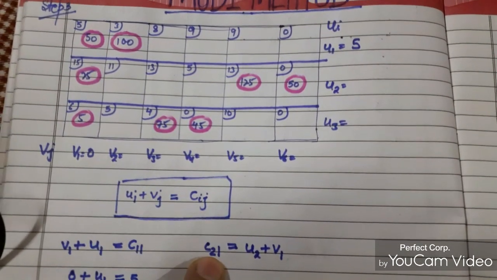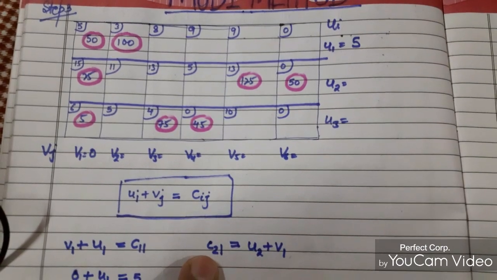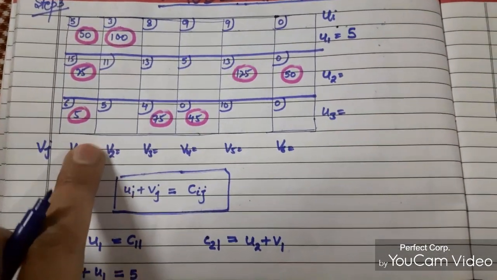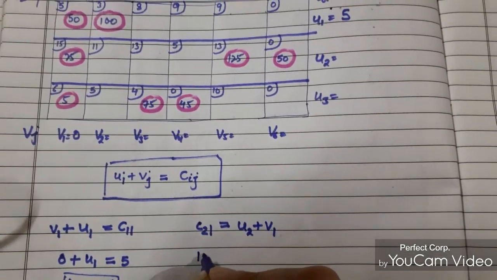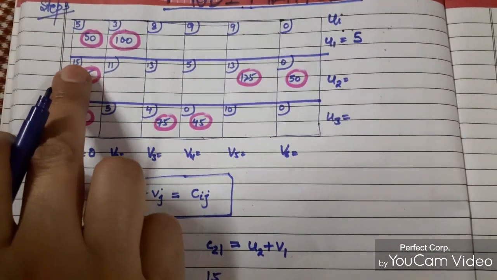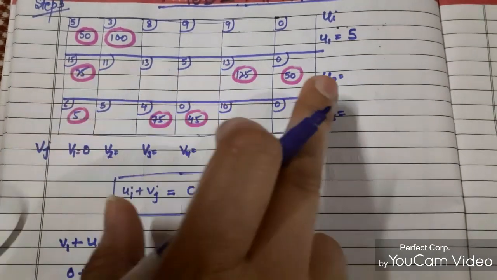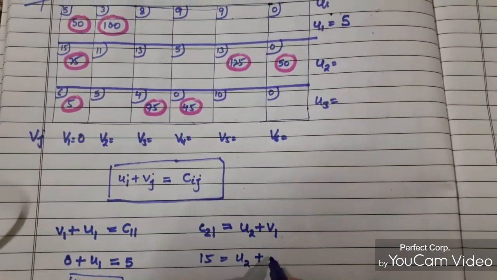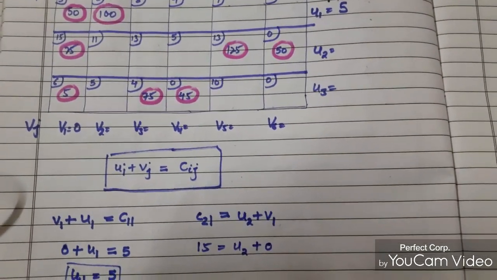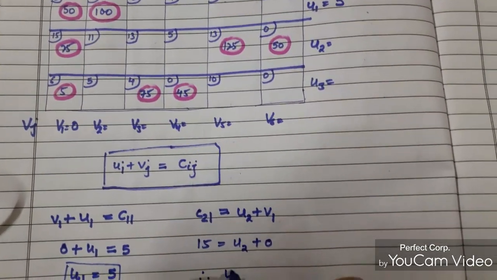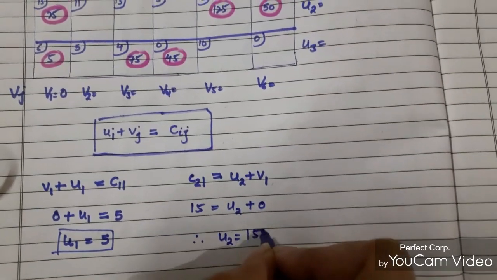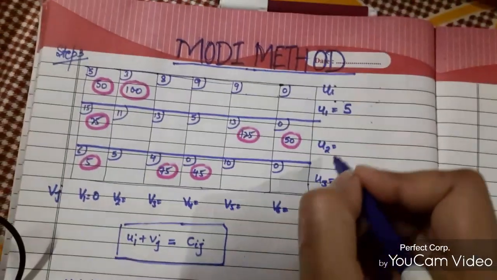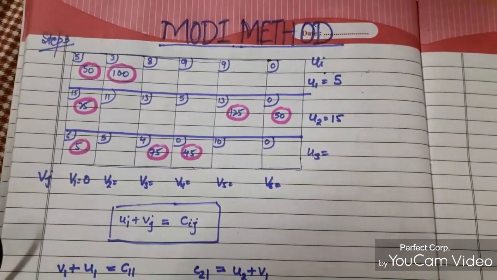C21, that means second row and first column. The cost in the second row, first column is 15. We don't know the value of u2, we have to calculate it, but we know the value of v1, which is 0. Therefore u2 is equal to 15. We also got the value of u2. We will write it here, u2 is 15.